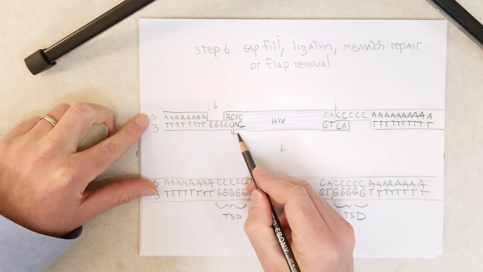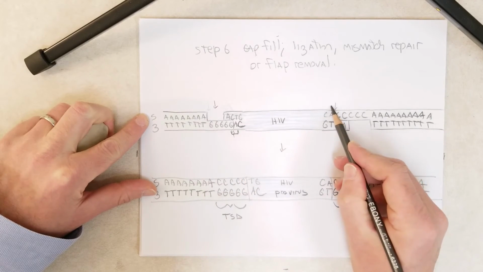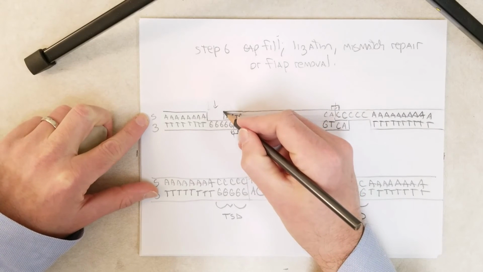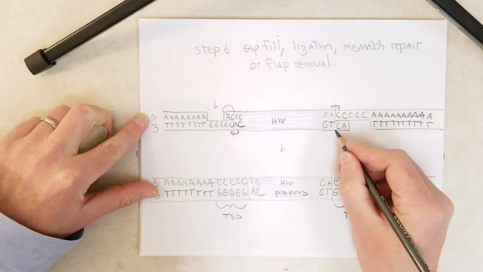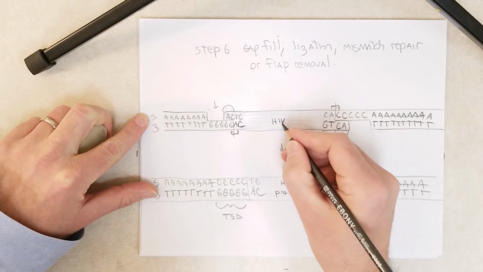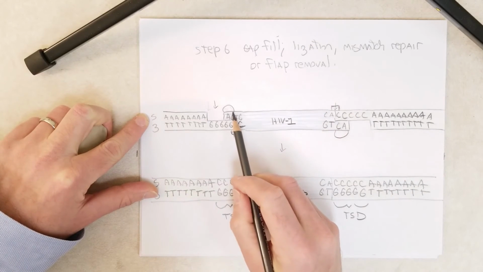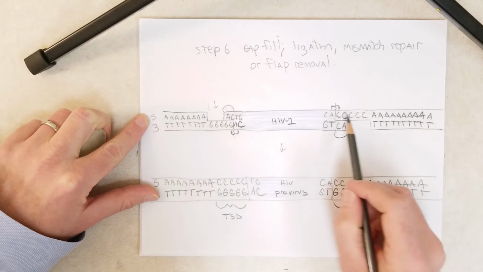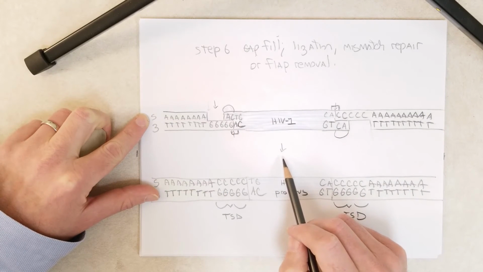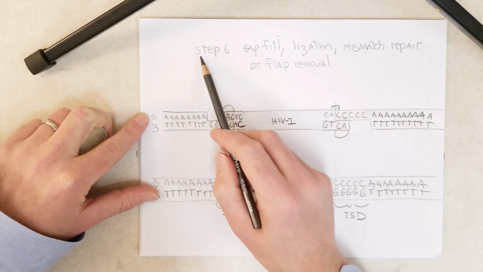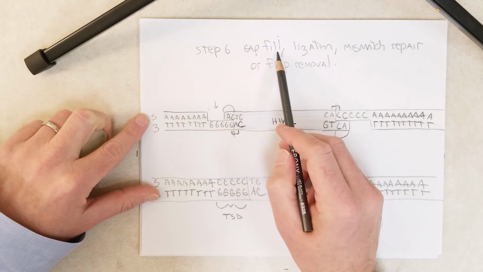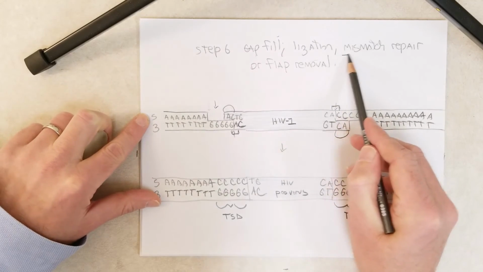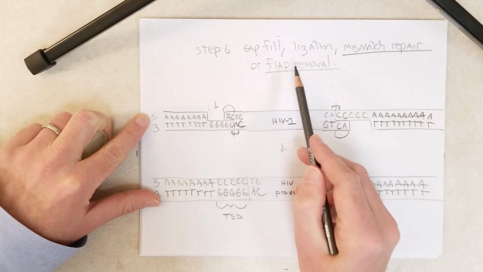So these are linked right here with a covalent bond. These are linked right here. However, we remember those 5' overhangs of the HIV-1 DNA? Well, those might not necessarily match the host DNA. So step 6 is to fill the gaps, ligate any nicks, and either fix the mismatches or remove these flaps.